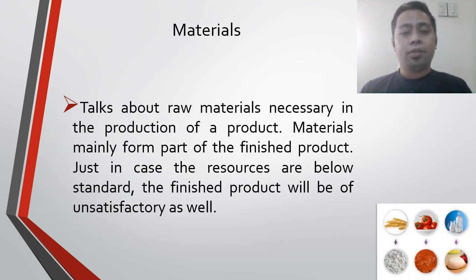Next, the last M in the 4M's, which is the materials. So materials talks about raw materials necessary in the production of a product. Materials mainly form part of the finished product. So those materials can be seen in the finished product, or are a part of the finished product. So just in case the resources are below standard, the finished product will be unsatisfactory as well.